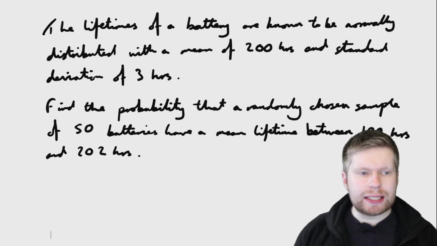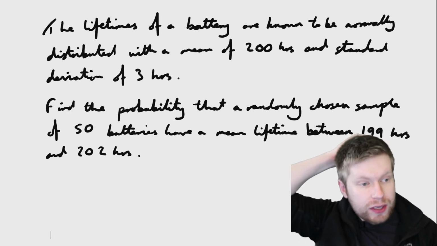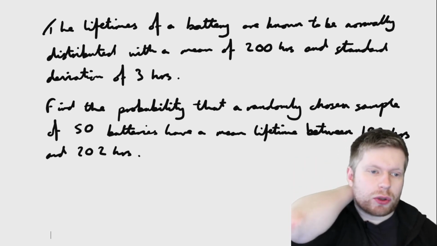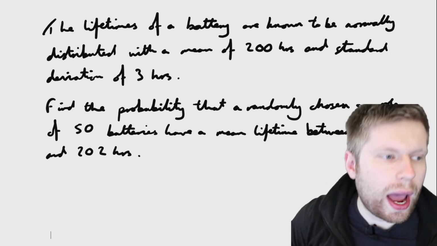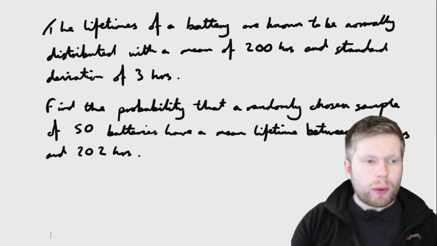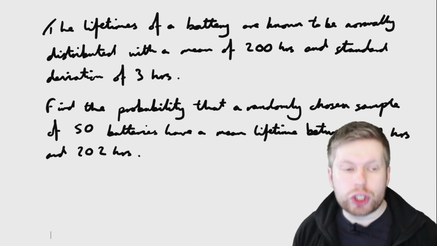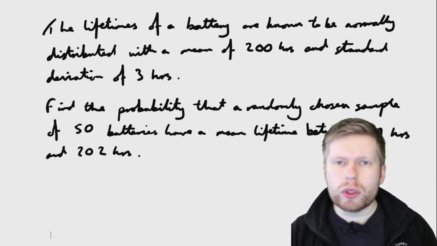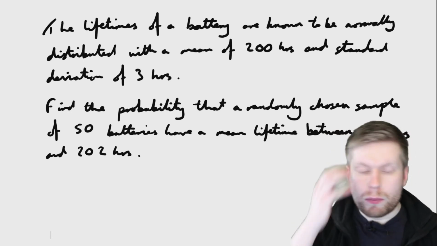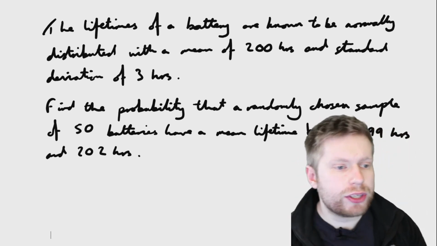Now, find the probability that a randomly chosen sample of 50 batteries have a lifetime of between 199 hours and 202 hours. With this kind of question, perhaps a company that makes the batteries wants to do a spot check to make sure they're making batteries to the right quality and consistency.